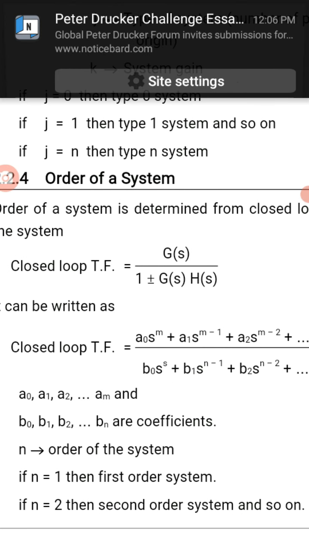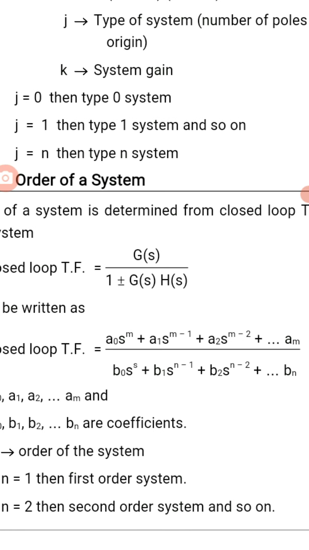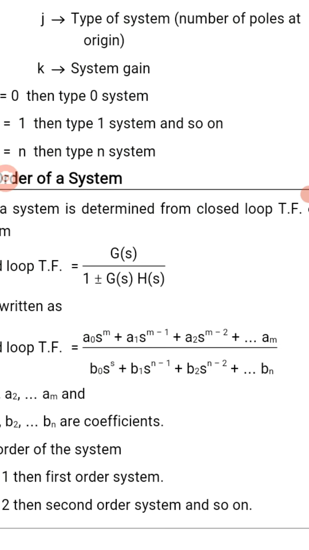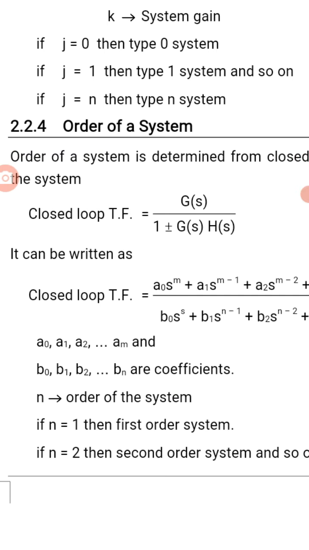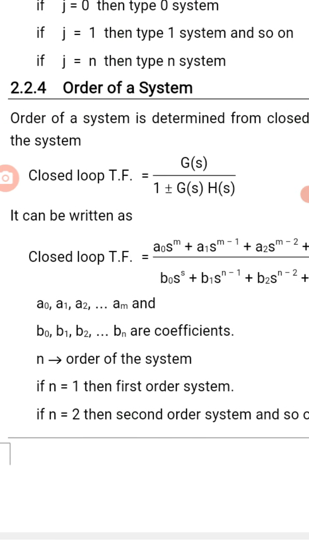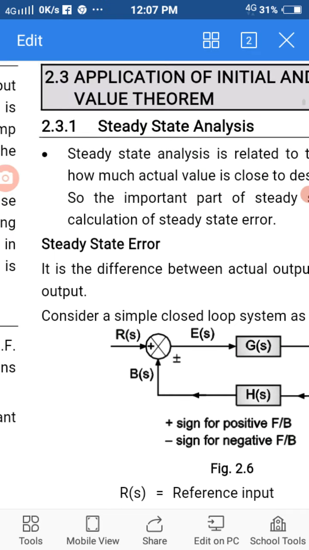Based upon the transfer function, if the transfer function of the closed loop system is given by a0 into s raised to m plus a1 into s raised to m minus 1 plus a2 into s raised to m minus 2 plus up to am, divided by b0 into s raised to n plus b1 into s raised to n minus 1 plus b2 into s raised to n minus 2 plus up to bn, where n is the order of the system. If n is equal to 1, then it is a first order system, n equal to 2, second order system, and n equal to 3, third order system, and so on.